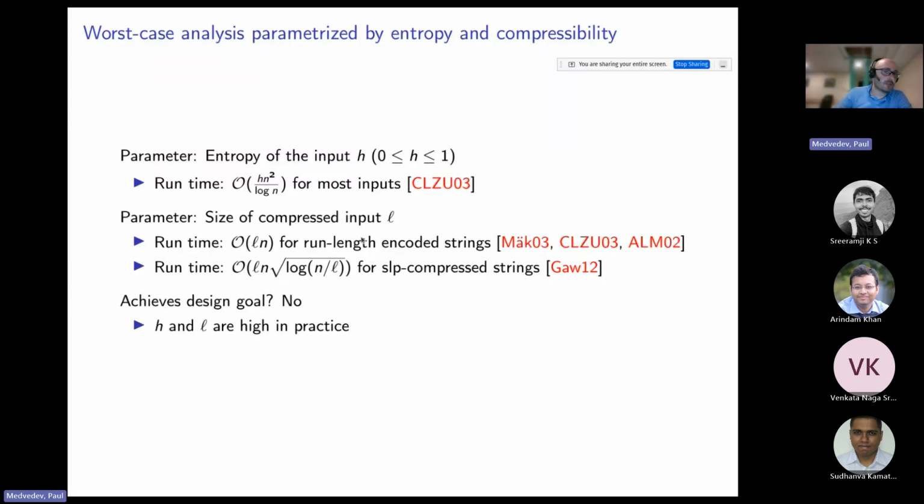Unfortunately, this has not really led to anything used in practice. One of the reasons is that DNA sequences have high entropy and are not very compressible. So this H and L are pretty high. If H is high, then you really just have an n squared algorithm. If L is high, you really just have an n squared algorithm. So this hasn't led to anything in practice as far as I know.